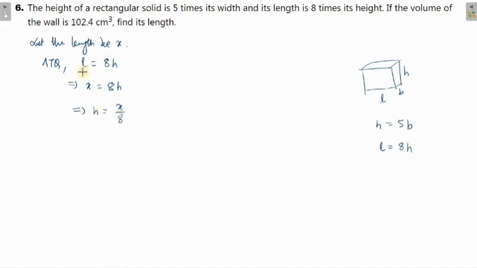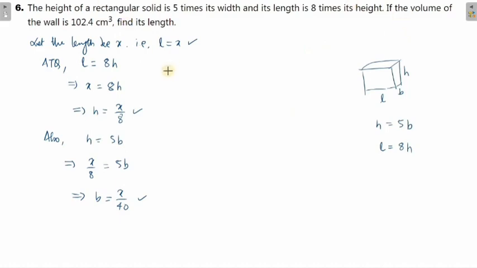So we got length, that is L is equals to x. We have length is x, height is x by 8. Now also we know that h is equals to 5b, isn't it? Right, now what is h actually? H is x by 8 is equals to, we have 5b. So from here, what is b? B will be equals to, bring this 5 out there, so we get 8 into 5 will be 40, right? So see here carefully, we have got the length, we have got the height, and we have got the breadth, isn't it?